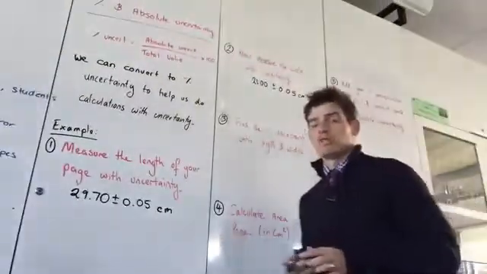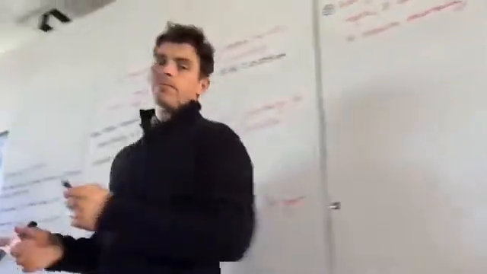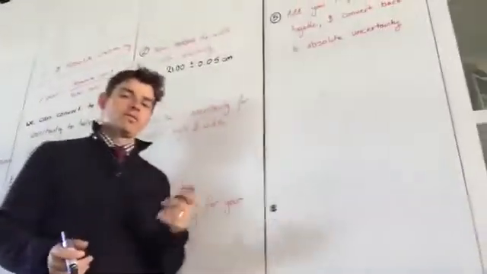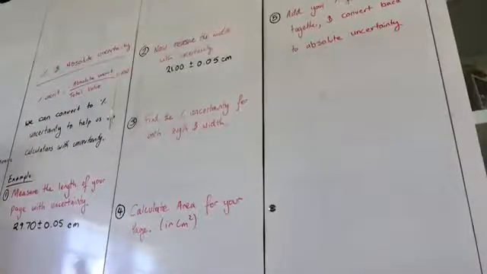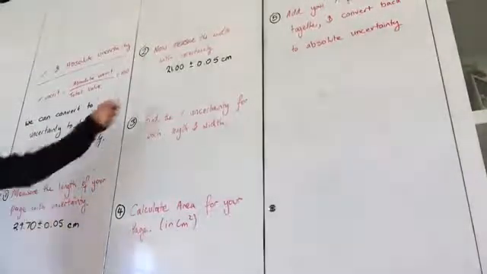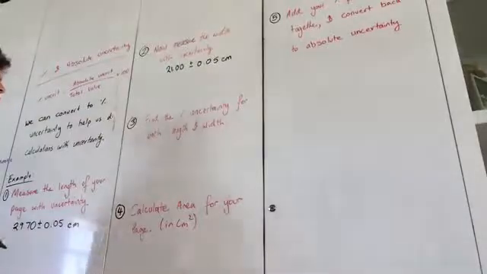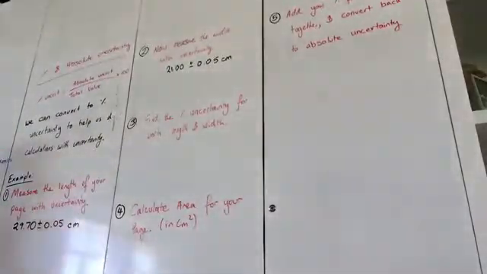Most of us got to question 3 and started to struggle because it's a new concept. We dealt with that last lesson. We now needed to deal with percentage uncertainty and how we find percentage uncertainty.